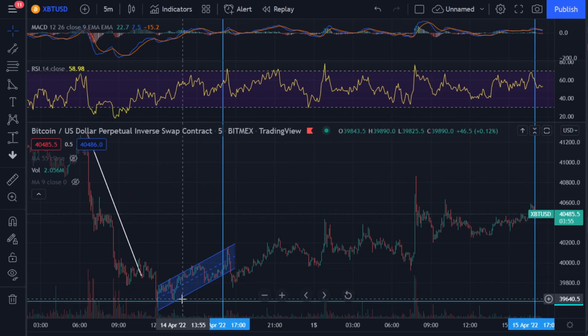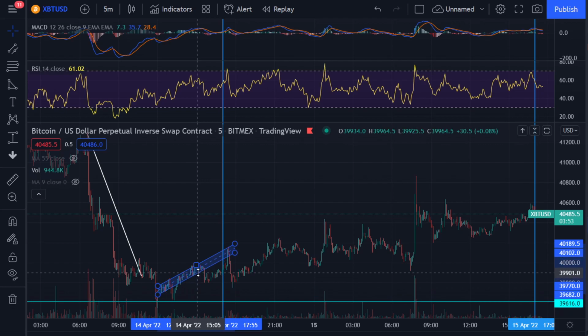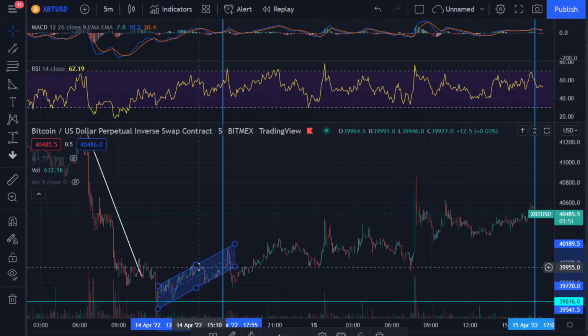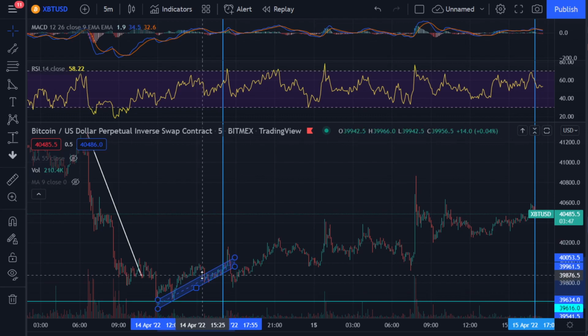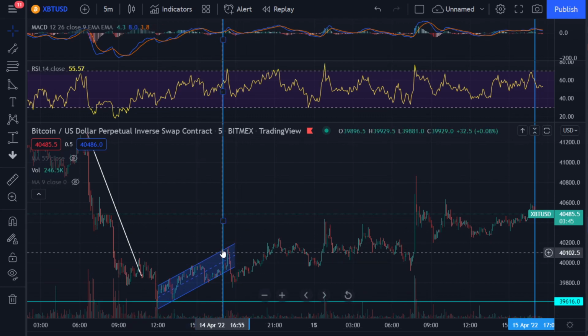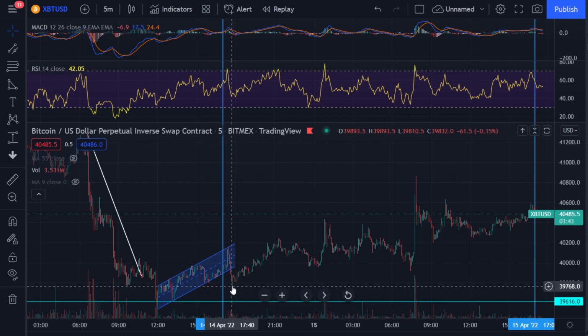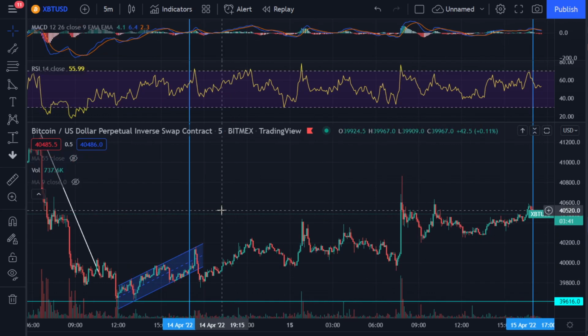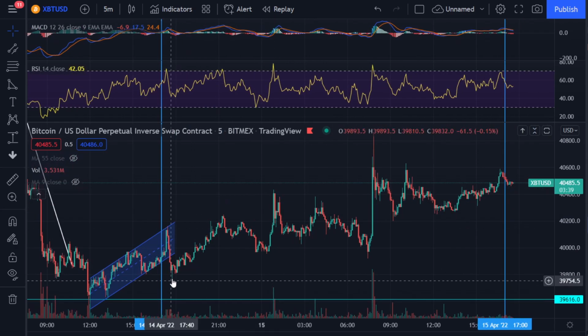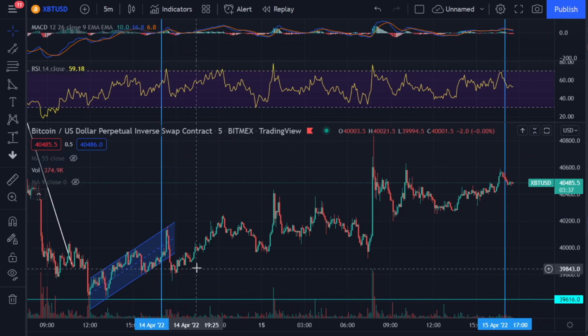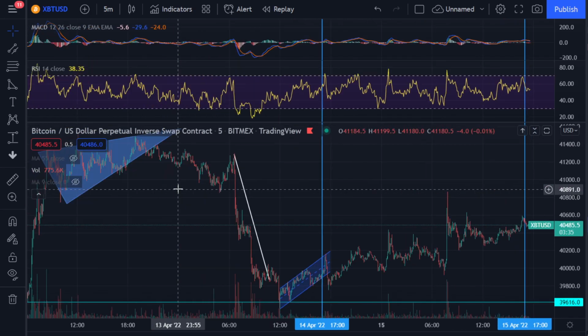So we have this kind of channel here. It starts as a channel up here, and then concludes as a channel down here. Evolves into a kind of channel down here, and then concludes with a tap of the high, and rejects down. And as we can see here, this is the low of the day, and from here we're just running pretty much the rest of the day.